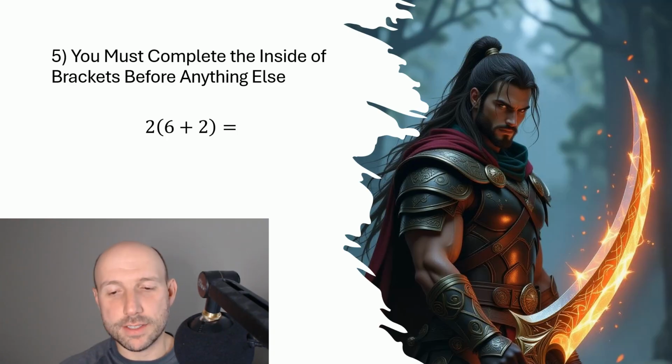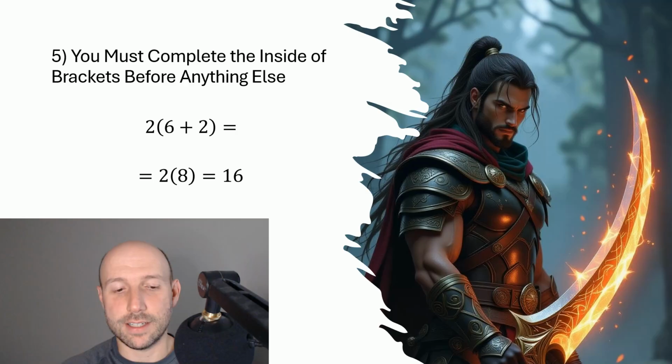Brackets is a way to say, hey, whatever's inside, treat that as if it's one number. So let's say there's a warrior with a magical weapon, and when they attack, they deal 6 slashing damage plus 2 fire damage, and they attack twice. So what will the total damage be? Well, let's calculate the damage they deal from 1 hit, right? Do what's in brackets first. 6 plus 2 is 8. They've attacked twice, right? So 2 times 8 is 16. They will deal 16 damage.